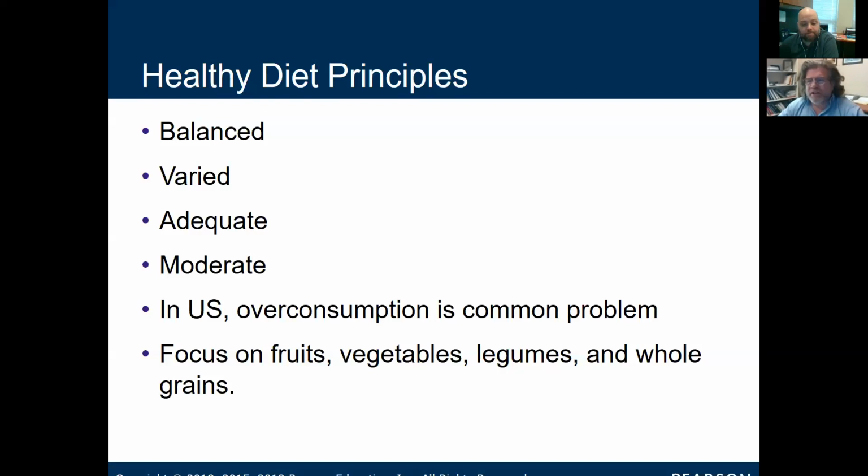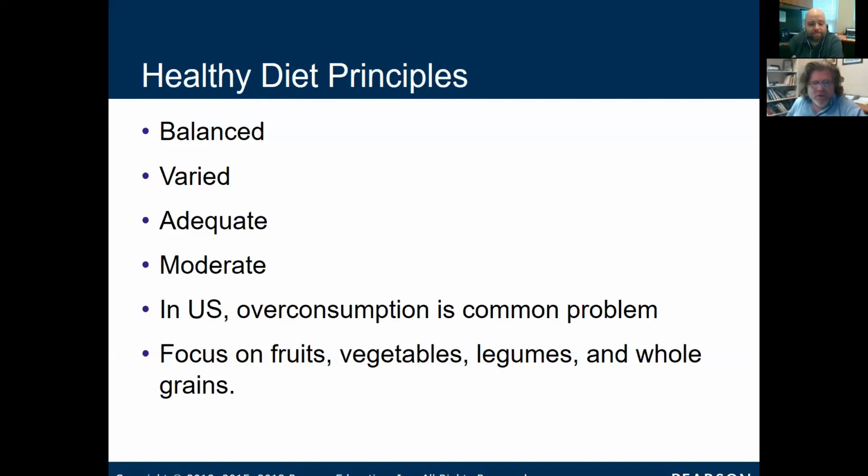Adequate, making sure that you're eating enough. Moderate, making sure that you are consuming things that are healthy for you. In America, we eat too much. We make big portions, and we like to eat big portions. So it's weird when places are judged more on the size of the portions than the quality of the food. Yeah.